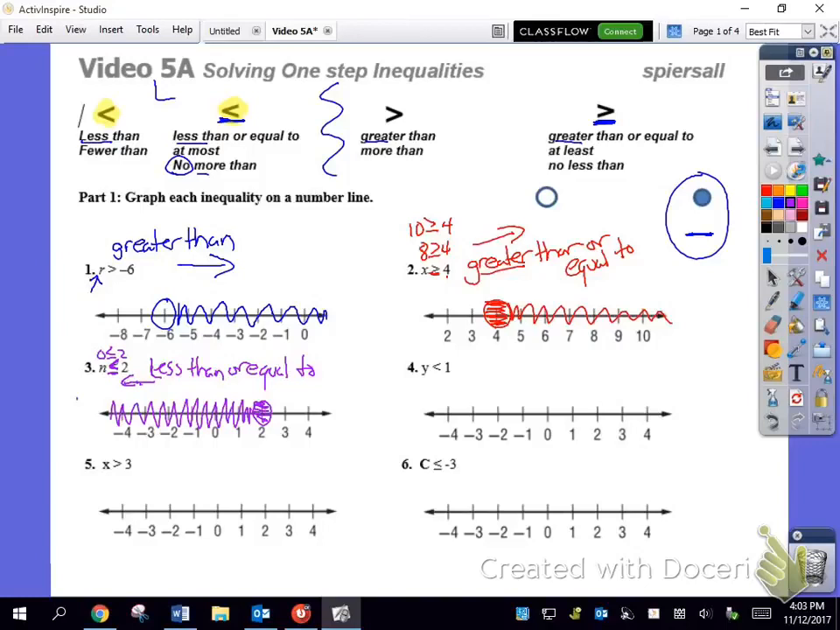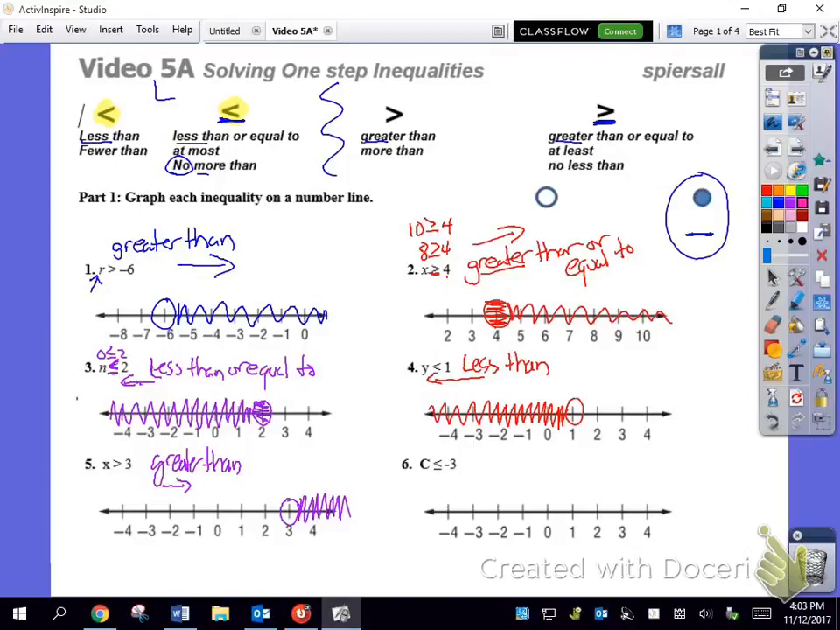Number 4, this says Y is less than. There's not an equal to, so there's not a line underneath it. It's just less than. So I go to 1, put a circle. Less means you go left. So I shade to the left. Number 5, X is greater than. There's not a line, I leave it open, so find your 3, and then greater means you shade to the right.